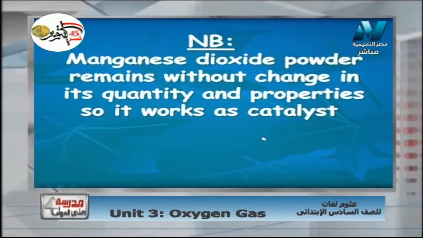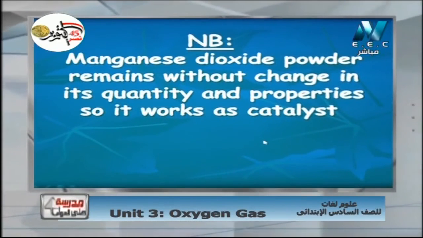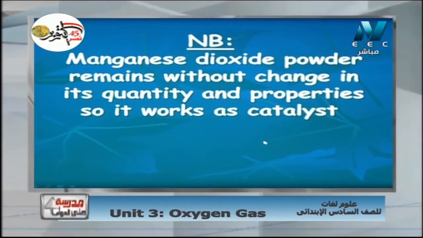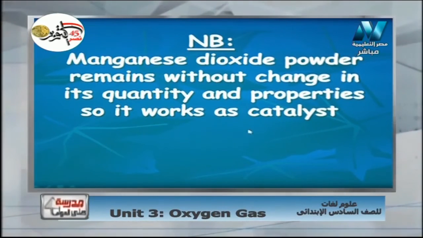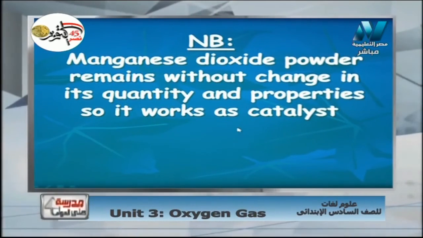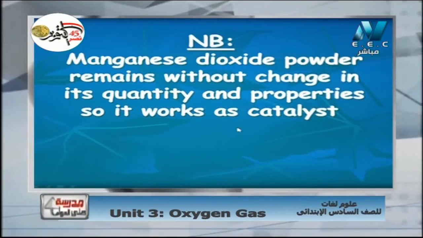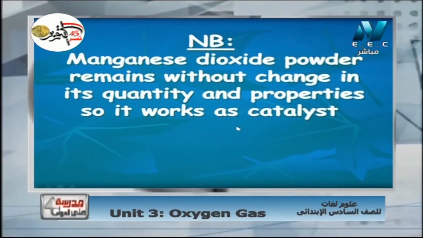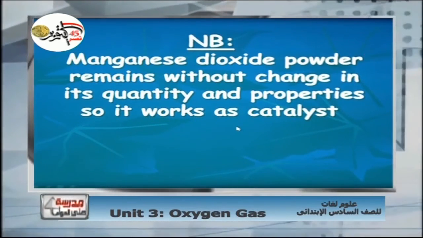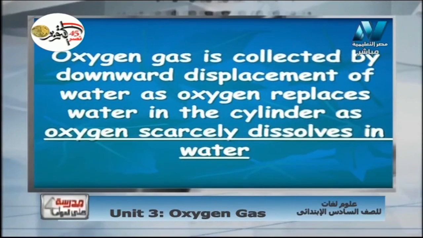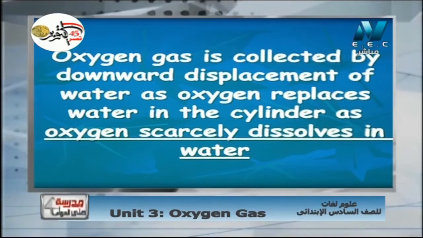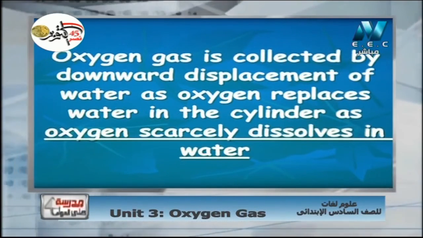Okay? So now at the last I can say what are the uses of oxygen gas, but before that manganese dioxide powder remained without change. Why? Because it's a catalyst. So it increases the speed of the reaction without change. هو بيزود التفاعل من غير ما يدخل في التفاعل ابدا او يغير التفاعل، لكن هو بس بيزود سرعه التفاعل. Oxygen gas is collected by down displacement of water. Why? Because oxygen is scarcely dissolved in water.